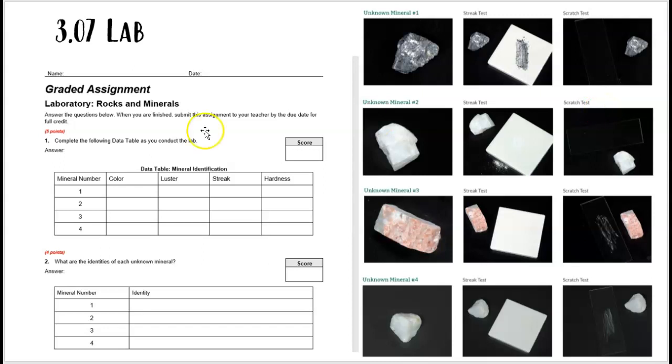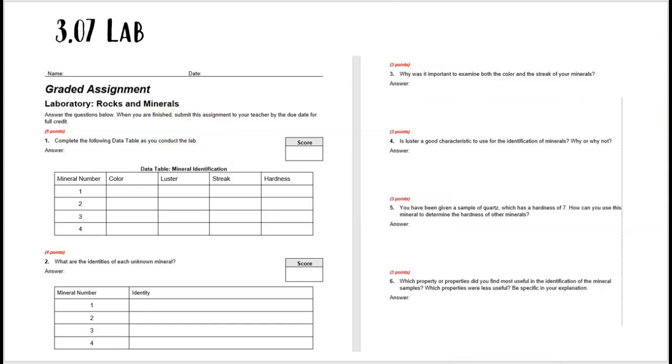So let's look ahead first at the entire assignment, and then I'll go through with you and help you fill in each part. So part 1 says complete the table as you conduct the lab. That means you'll take a look at those 4 unknown minerals. You'll just write what their color is. You'll describe their luster. That's sort of a description of how shiny they are. Are they glassy, waxy? You can use several different adjectives there to describe sort of the shine or the appearance.